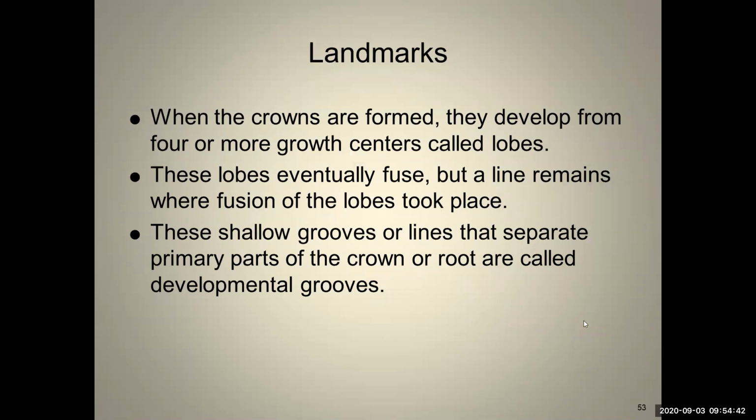We need to be very specific. So when the crowns are formed, they develop from four or more growth centers called lobes. Okay, we need to know what lobes are. You're going to get more in depth with this with histology with Mrs. Heberly, but these lobes eventually fuse, but a line remains where the fusion of the lobes takes place. And these are shallow grooves or lines that separate the primary parts of the tooth or root, and they're called developmental grooves. So developmental grooves are where the lobes join.